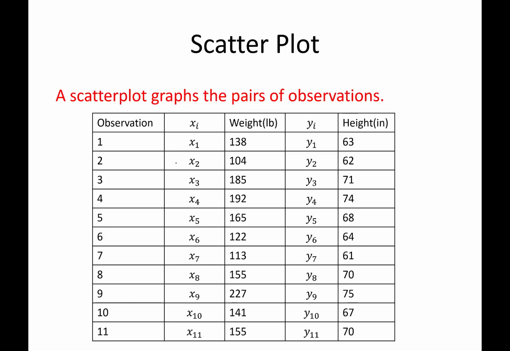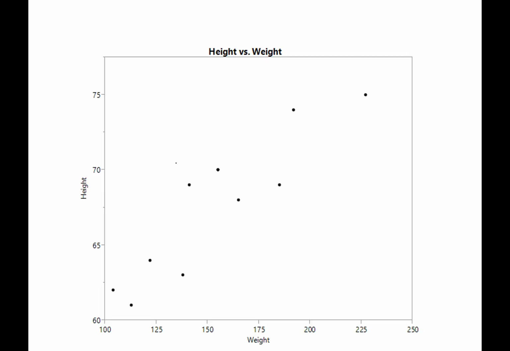Here we have a set of actual data, and these are our 11 observations, weight and height for young adults. So the X represents weight, Y represents height. If we were to make a scatter plot of these observations, it would look something like this.